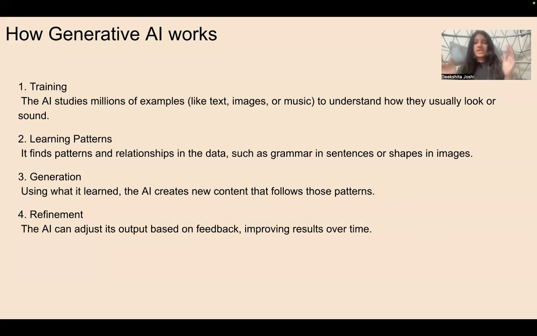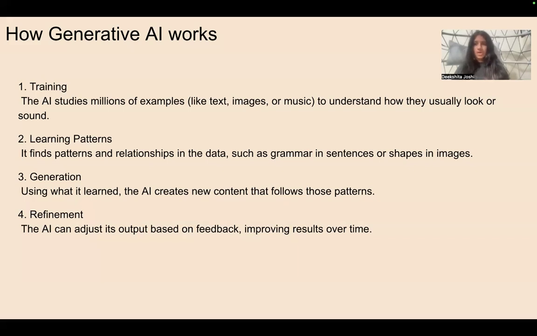Third part, generation. There's no generative AI without generation. So it uses what it's learned so far, and the AI model creates content that follows the patterns. For example, if someone says, give me a dog image that's spitting out rainbow hamburgers, and you already have an image of a dog in your data set, then it will recognize the patterns of that dog and use that to create a dog spitting out a rainbow hamburger.